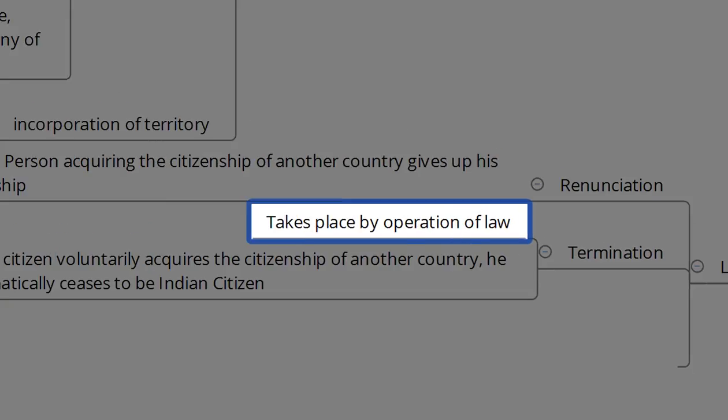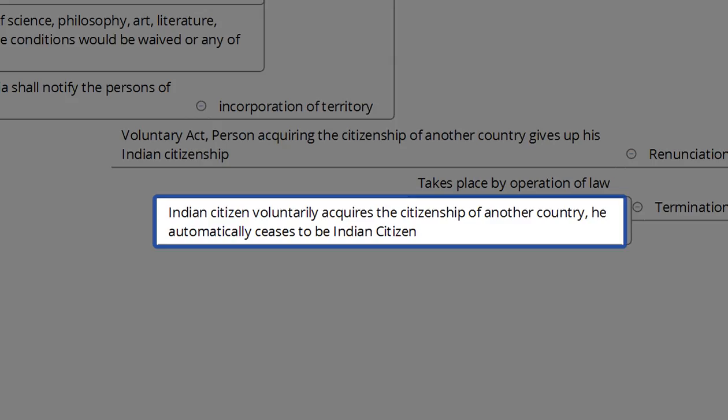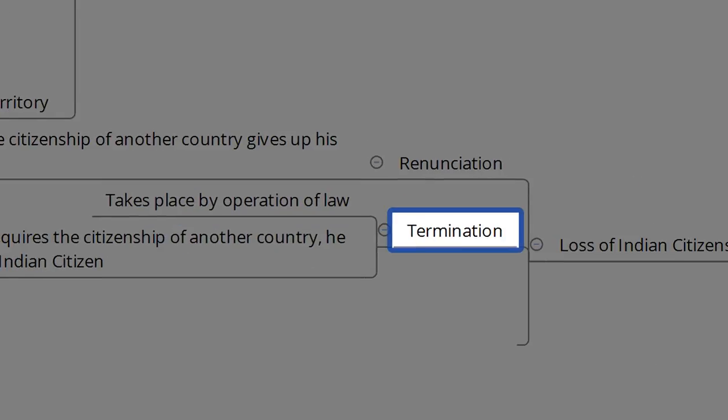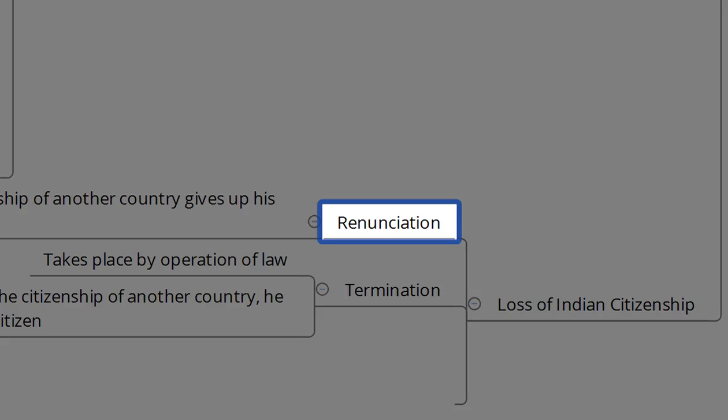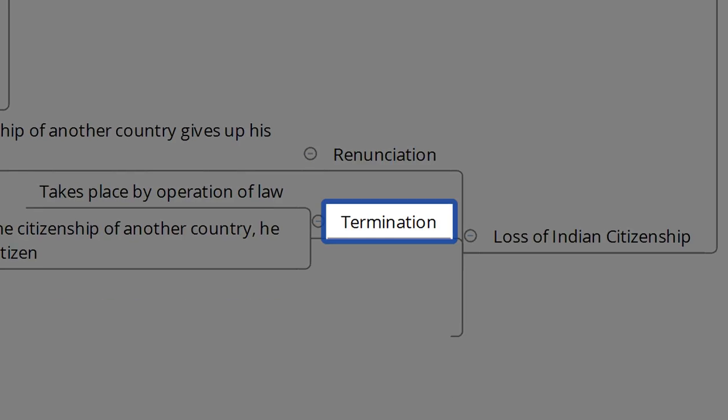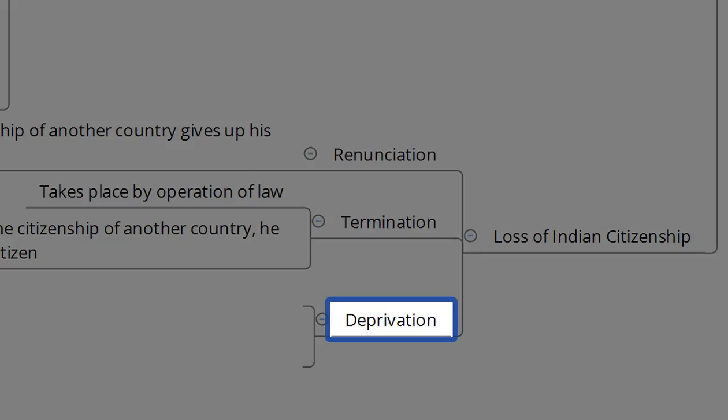So this actually takes place by the operation of the law. What happens is the person who is acquiring the citizenship of another country will automatically lose the citizenship of India. It takes place by the operation of the law. In the first case, the person himself is voluntarily relieving himself of the citizenship of India. But in the second case, he is getting terminated as a citizen of India by the operation of the law.